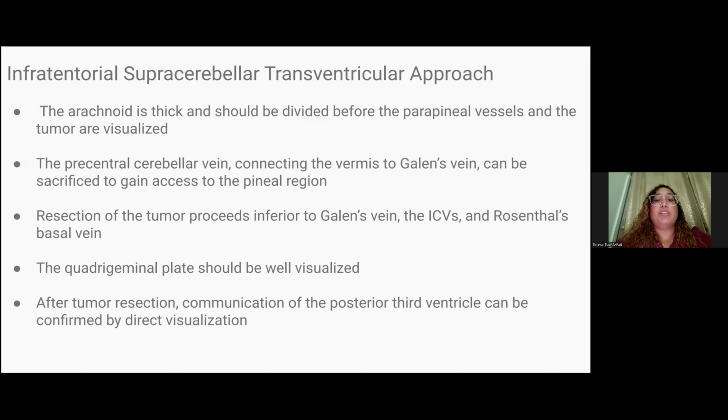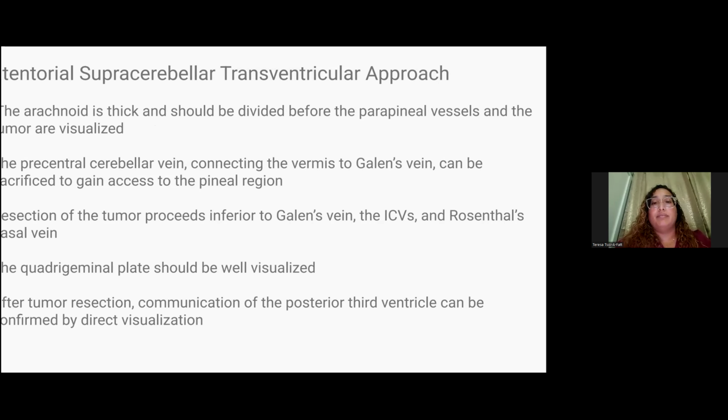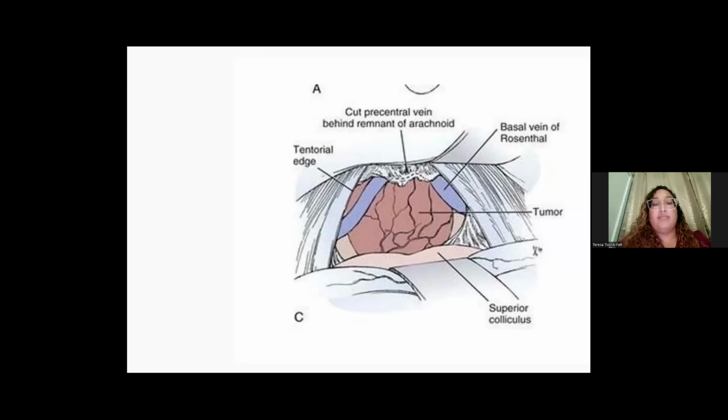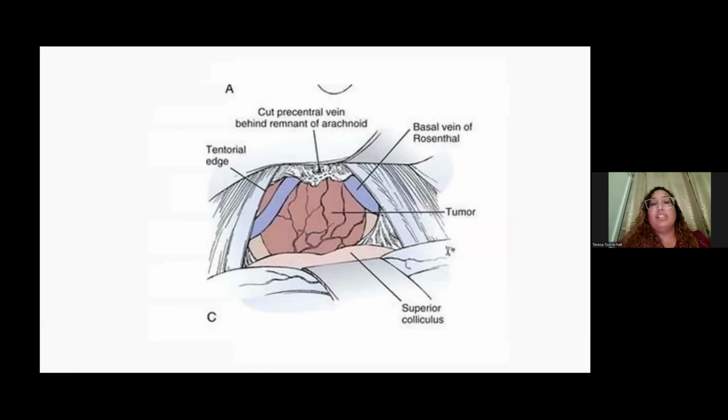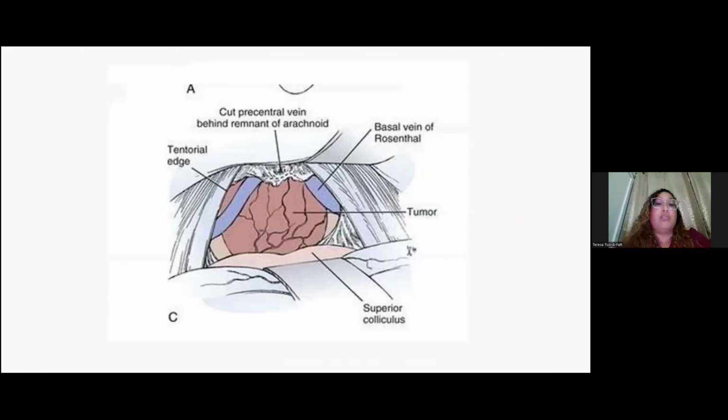Resection of the tumor proceeds inferior to the vein of Galen, the ICVs, and the basal vein of Rosenthal. The quadrigeminal plate should also be well visualized. And after tumor resection, communication of the posterior third ventricle could be confirmed by direct visualization. So this is just an image of this approach and the identifying structures.